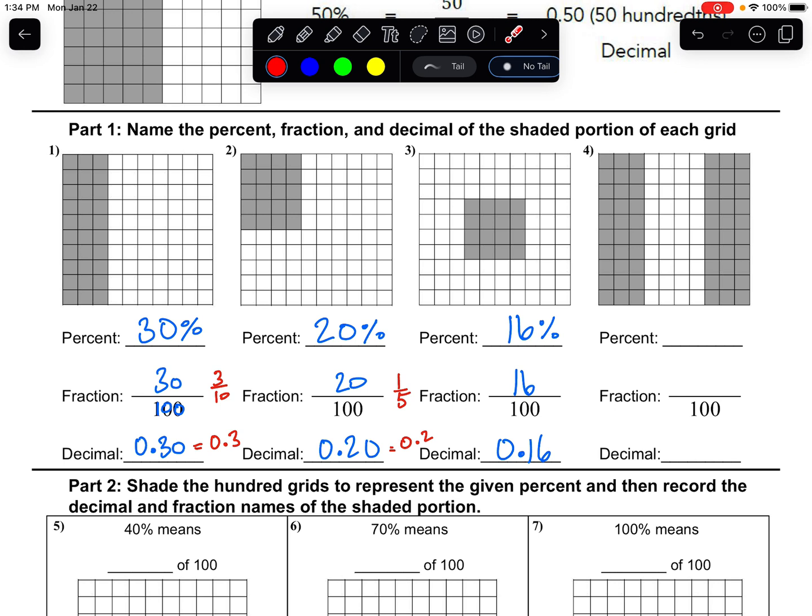Let's take a look at the next one. We have 10, 20, 30, 40, 50, 60. 60 out of 100 is shaded, so that means 60%. And that is 60 over 100, or 60 hundredths, which is written this way.